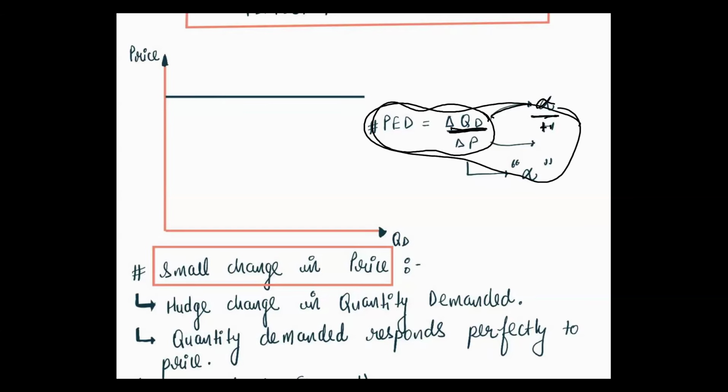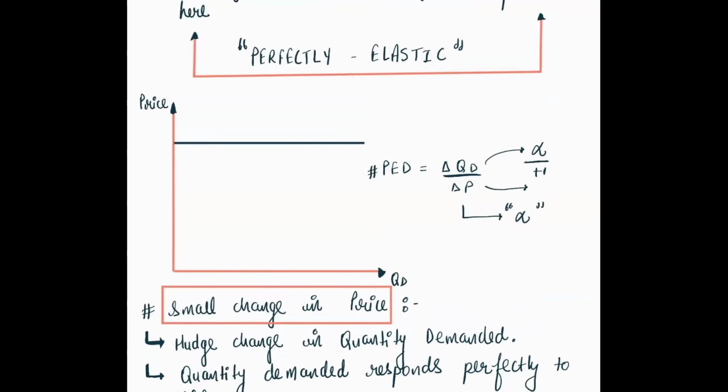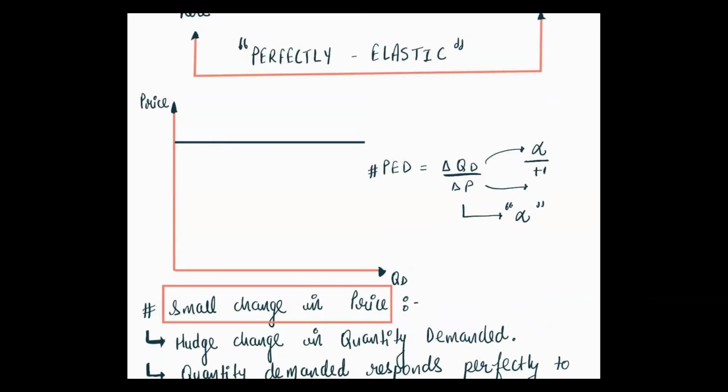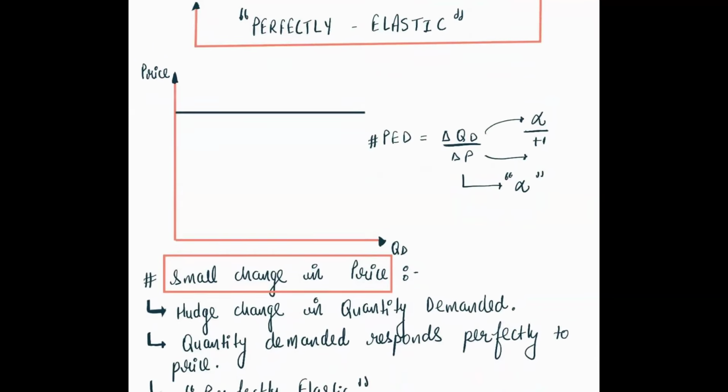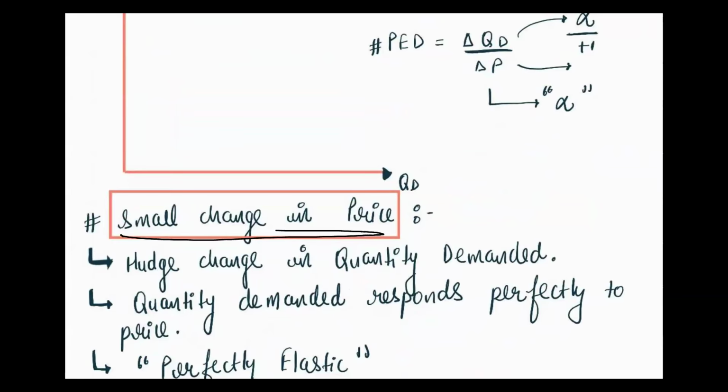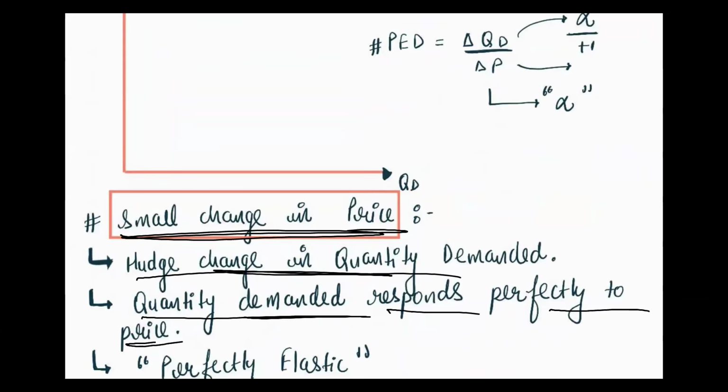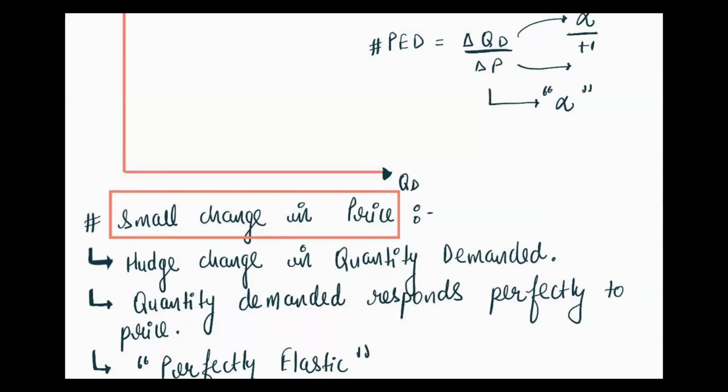So when the condition is of price elasticity, even if the price is changed by a very small amount, there is a huge change in the quantity demanded. You can take the average, just for example, to understand it right now. So we are here to understand that a very small change in price causes a huge change in quantity demanded. Quantity demanded responds perfectly to the price. This is perfectly elastic. I hope it is clear till here.